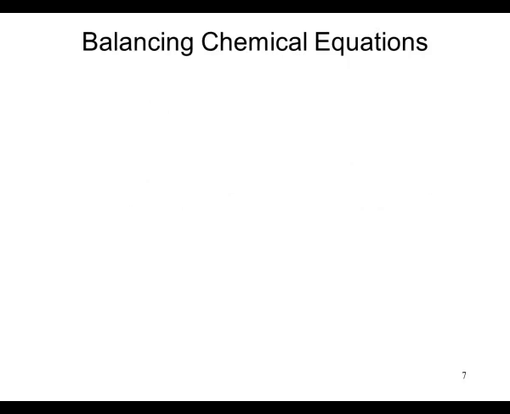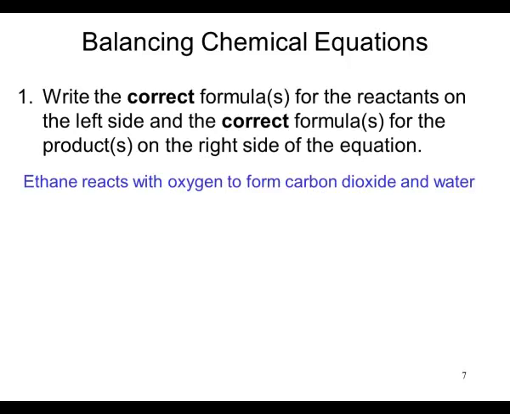Balancing chemical equations. We'll practice a lot of these in class. Here are the steps. Write the correct formulas for the reactants on the left and the products on the right. Here's an example. Ethane reacts with oxygen to form carbon dioxide and water. The symbols C2H6 plus O2 yields CO2 plus H2O.